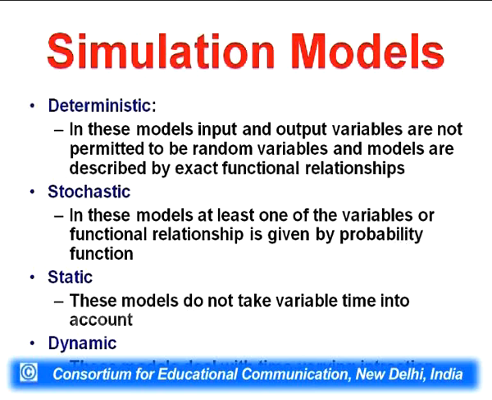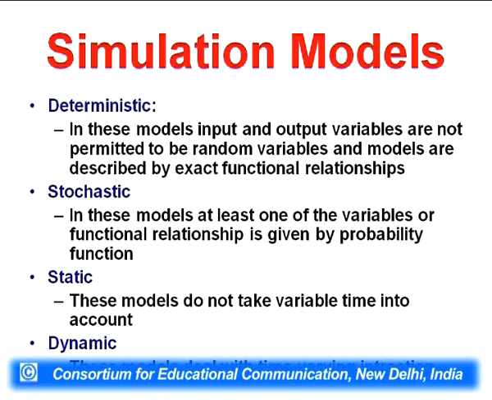In these models, at least one of the variables or functional relationships is given by a probability function. So, in contrast to deterministic, we have the probabilistic model, which is known as stochastic. There are a number of variables. Even if one variable is not deterministic but probabilistic, we will call the model stochastic.